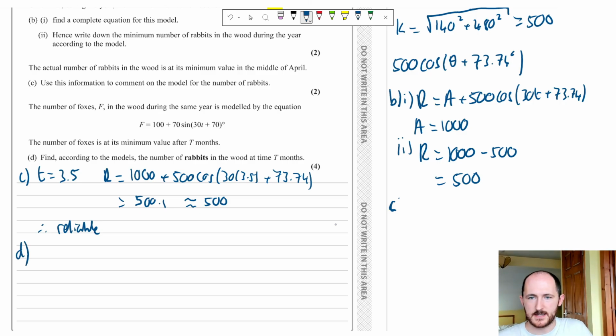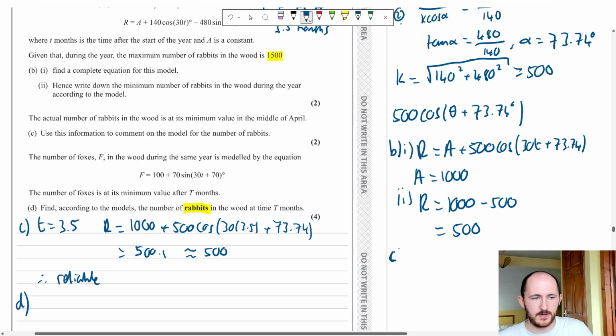The number of foxes during the same year is modelled by the equation 100 plus 70 and so on. The number of foxes is at its minimum value after t months. Find, according to the models, the number of rabbits in the wood at time t months. So what we're going to try and do is find the minimum value of foxes, so what time that happens, that's what t is, then just substitute it back into our original equation.